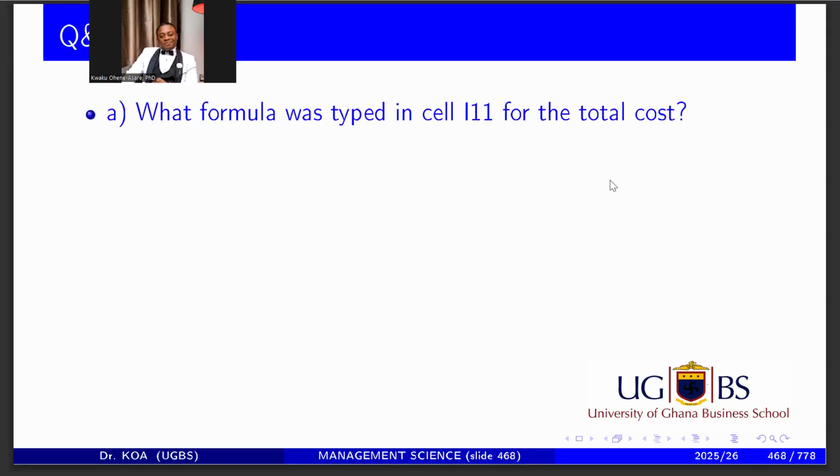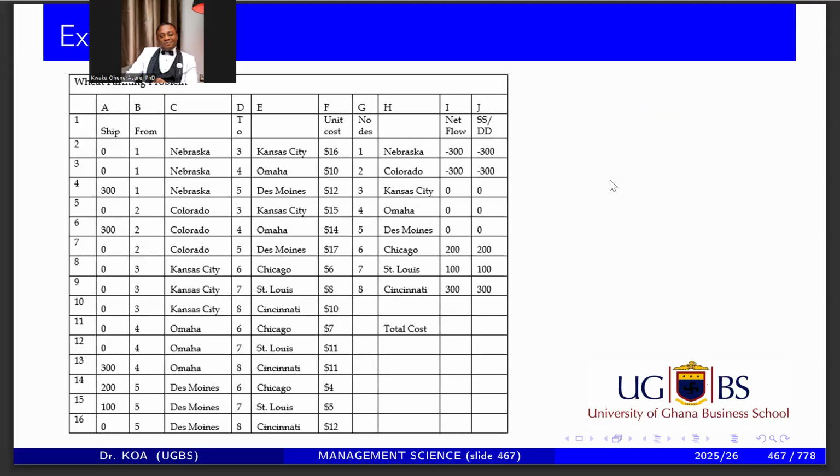What formula was typed in cell I11 for the total cost? What formula was typed here? I11. Now, first of all, the Excel that was obtained, they've rearranged this. So the columns are A all the way to J, and the rows are from 1 all the way to 16. And this is the actual Excel result.